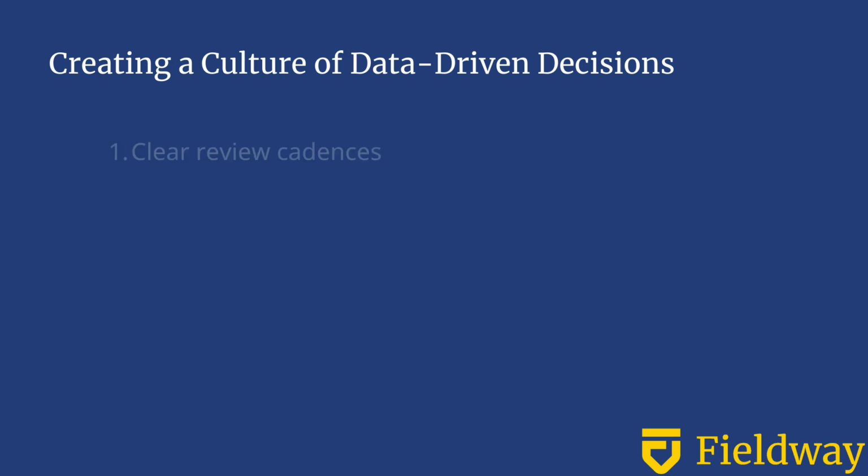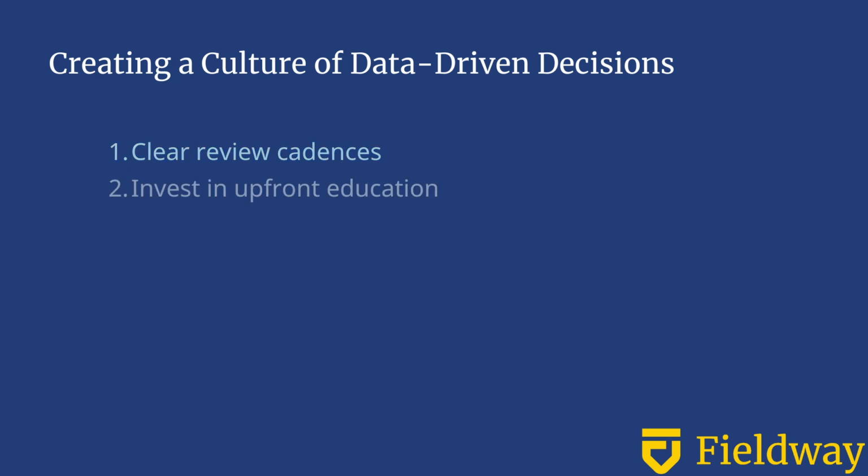First, they establish clear review cadences. This isn't just about looking at charts, it's about bringing people together regularly to discuss what the metrics are telling them. These reviews need to happen on a consistent schedule, not just when there's a problem. Some teams include metric reviews in weekly staff meetings, while others schedule dedicated monthly deep dives. The key is making it a regular, expected part of the team's operations.